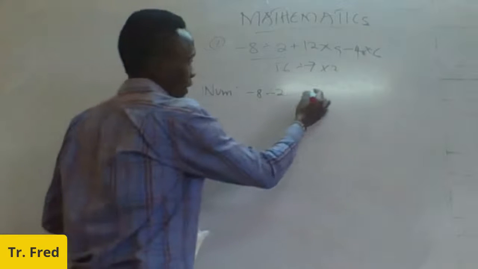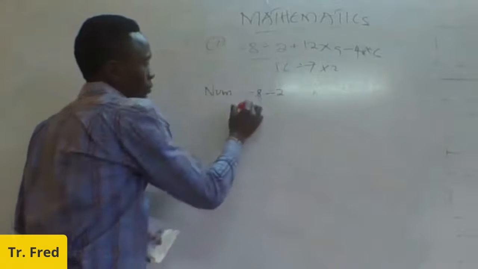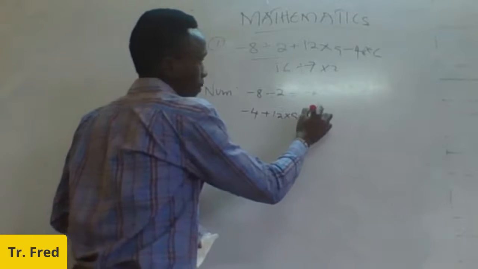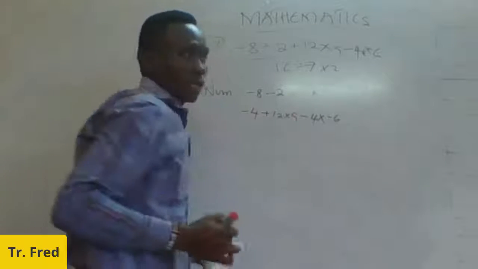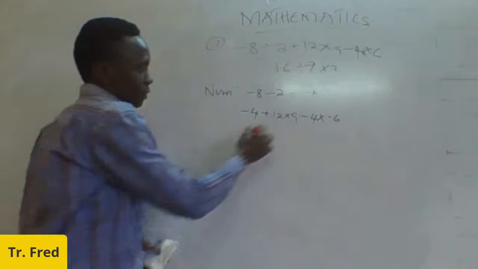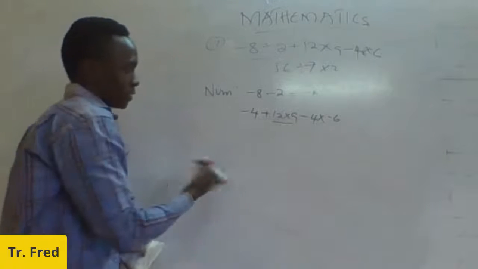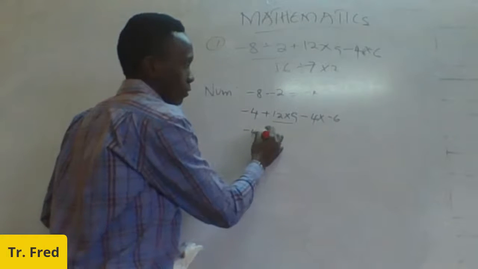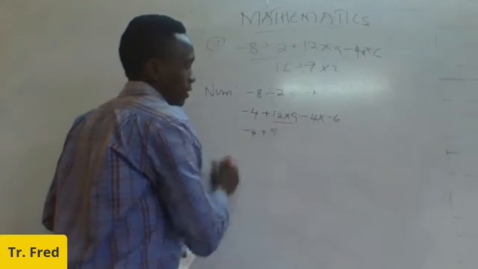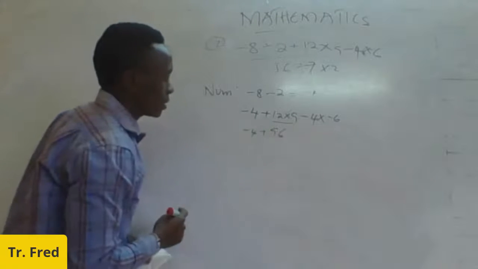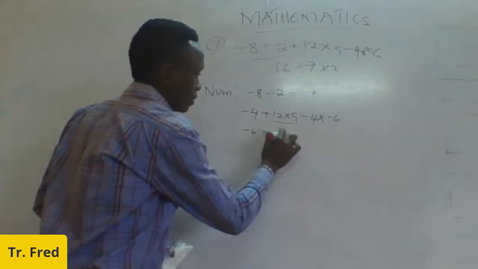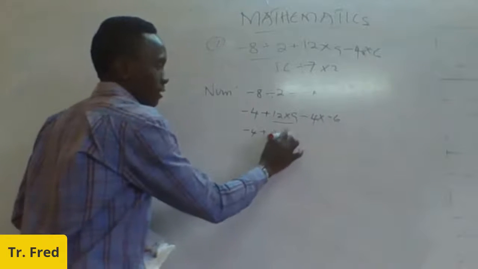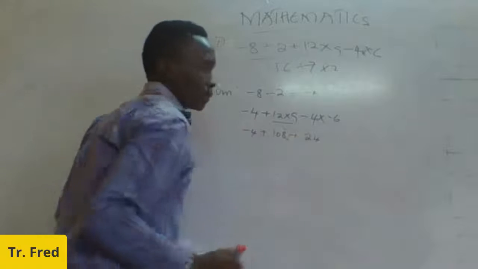Now negative 8 divided by 2 is negative 4. So here we substitute negative 4 and add 12 times 9 minus 4 times negative 6. Now you do away with 12 multiplied by 9, and this will give you 108. You write again negative 4, add 108, then you add negative 4 multiplied by negative 6, and this one will give you 24.